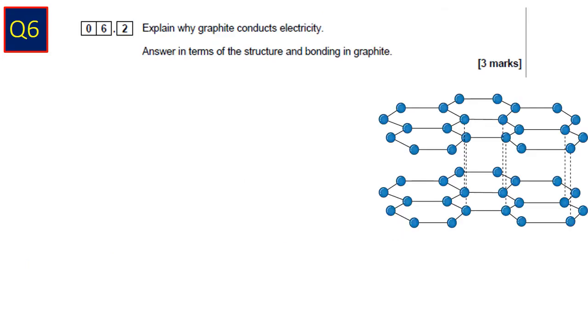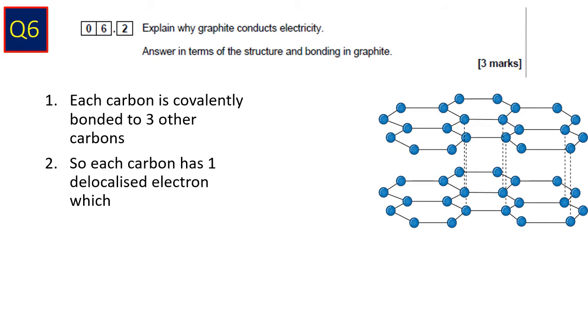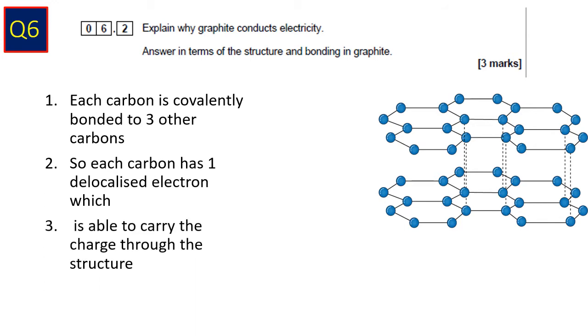So we're then asked, why can graphite conduct electricity? And explain in terms of structure and bonding. So they want you to recognise that each carbon is covalently bonded to 3 other carbons. So each carbon has one delocalized electron, which is able to carry the charge through the structure. I've split these up into 3 bullet points to show you where you are getting the marks on this question. But for any questions about electricity, you're looking at the movement of charge through the structure. How is that done? Is it being carried by electrons? Is it being carried by ions in the case of ionic substances?